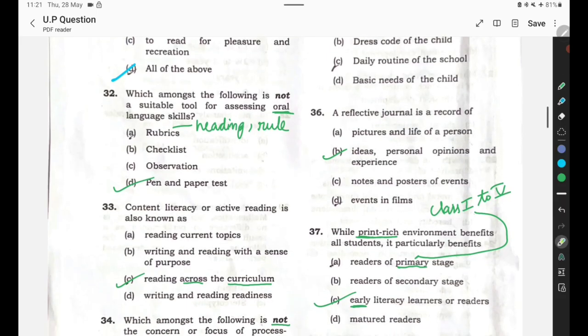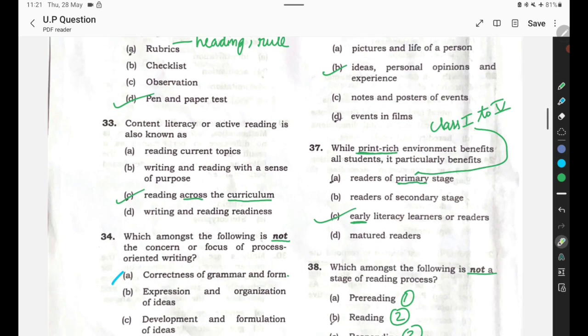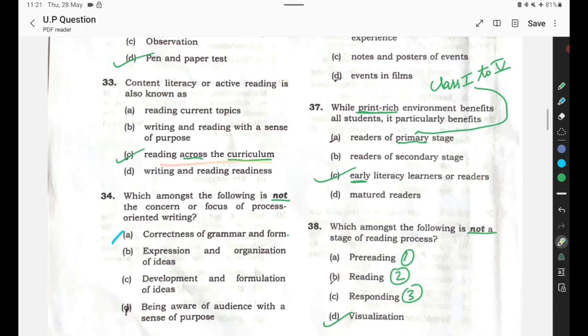Okay. Question number 32. Which amongst the following is not a suitable tool for assessing oral language skills? Pen and paper test. All of these are necessary. Okay, necessary. But pen and paper tests are not necessary for an oral test. Okay. Question number 33. Content literacy or active reading is also known as reading across the curriculum.